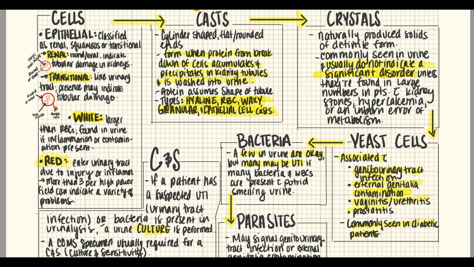Bacteria. A few bacteria in the urine are okay. It's to be expected, but many bacteria in the urine can be a urinary tract infection. If many bacteria and white blood cells are present together, especially with a putrid smelling urine, then that's definitely a urinary tract infection, and it's probably going to need to be treated with antibiotics to get that cleared up.